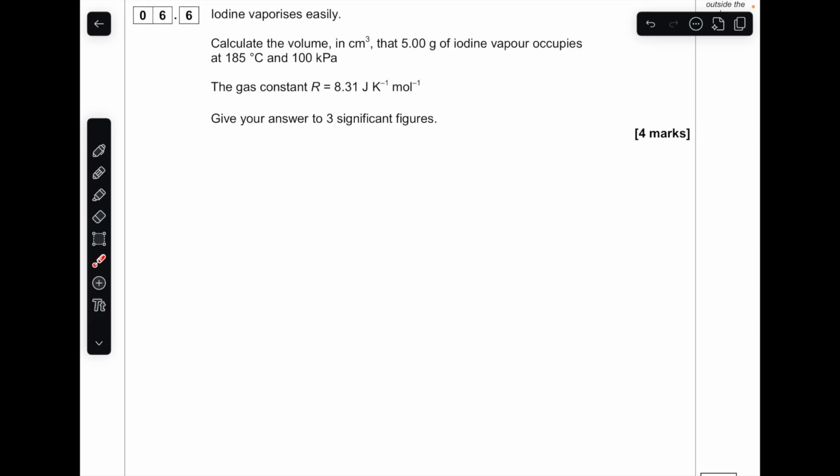And finally part 6, so we've got an ideal gas calculation. So we've got to calculate the volume in cubic centimetres 5 grams of iodine would occupy under these conditions. So the first thing we need to do is work out how many moles of iodine we've got. So it's just mass over Mr, but just be careful. Remember, iodine exists as a diatomic molecule, so the Mr is 253.8. So that's 0.0197 moles of iodine.